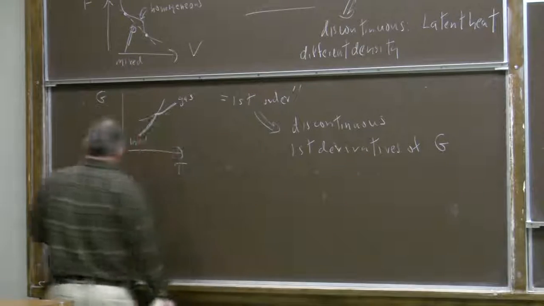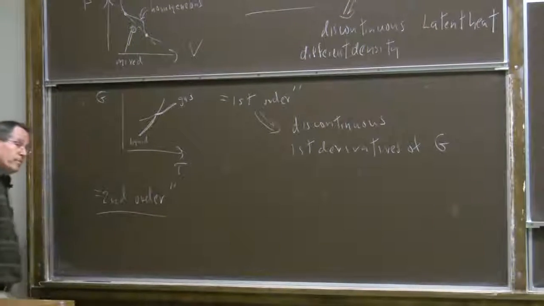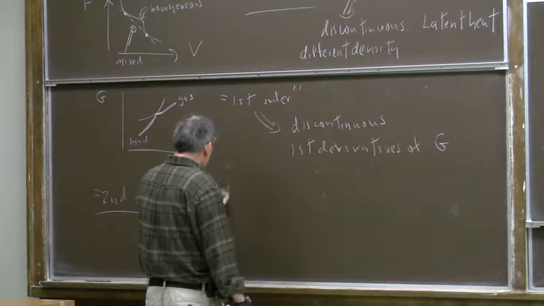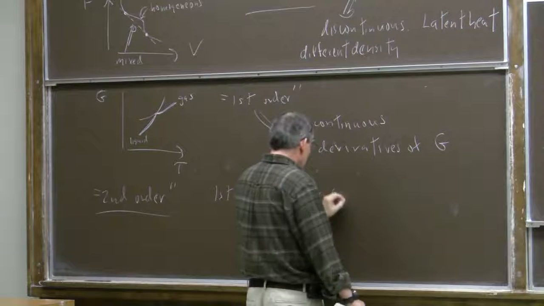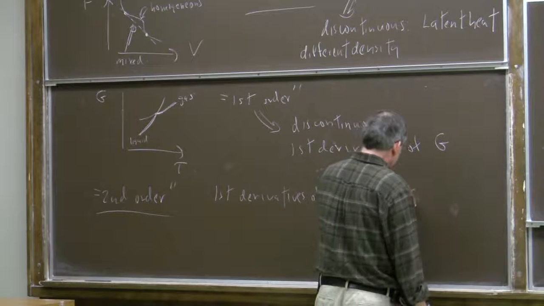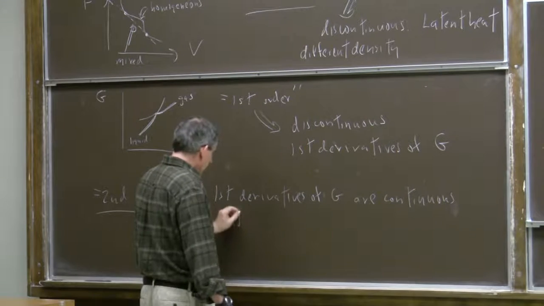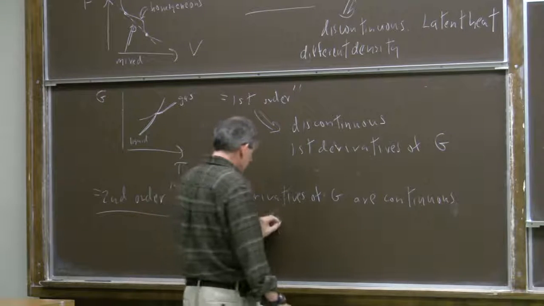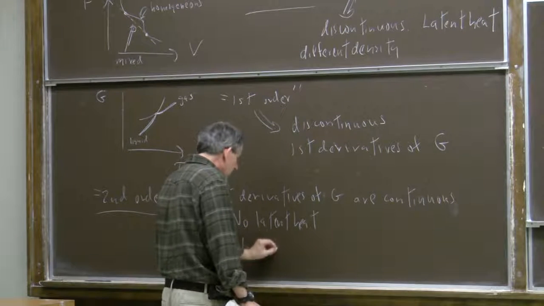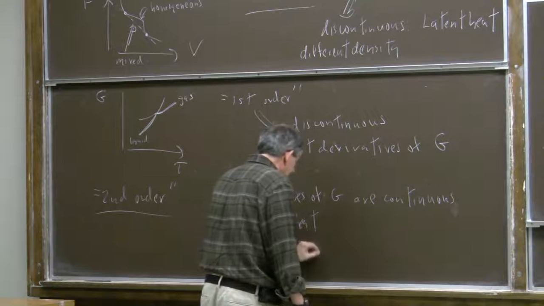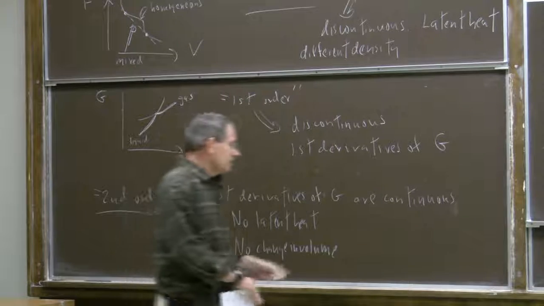When we say a phase transition is second order, we mean at the phase transition, first derivatives of G are continuous, so these are transitions that have no latent heat, no entropy discontinuity, and no change in volume. The second derivatives of G actually diverge at the phase transition.